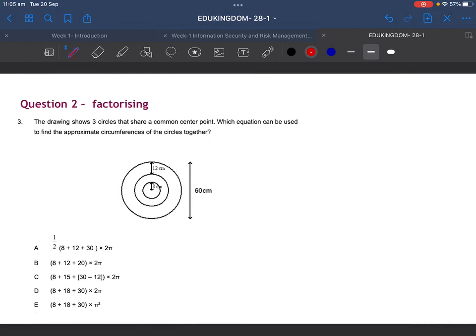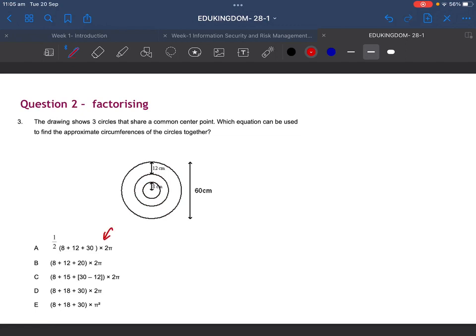All right, question number 2, factorizing. And now, why did I say that? Question 3, let's read it. The drawing shows 3 circles that share a common center point. Which equation can be used to find the approximate circumferences of the circles together? Okay, for this one, what are we trying to find? We're trying to find the circumferences of this circle, and this big circle, right, guys?